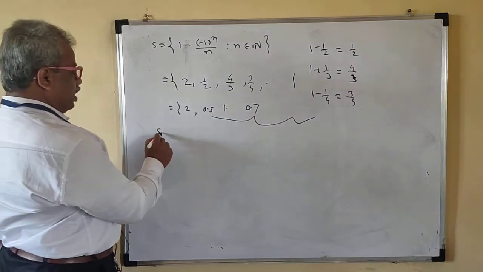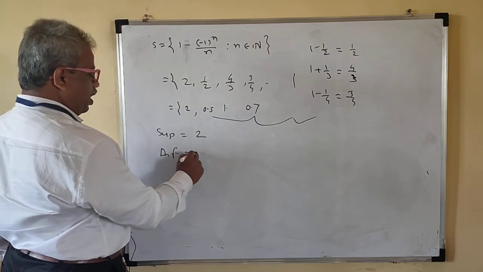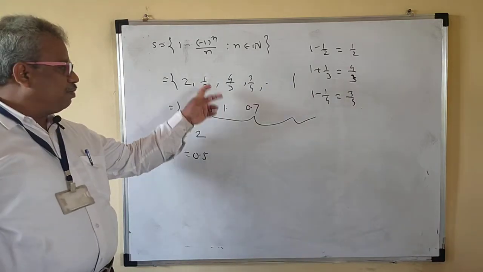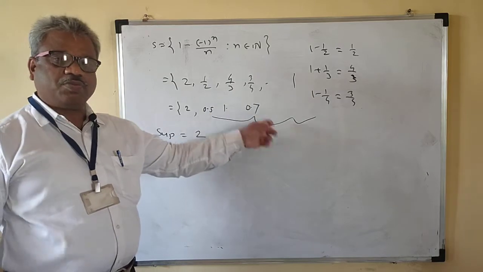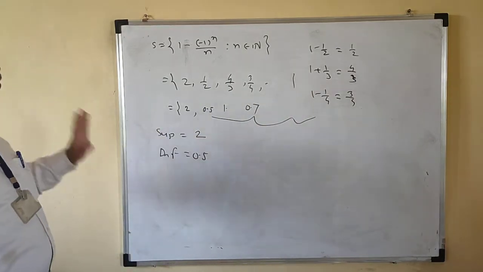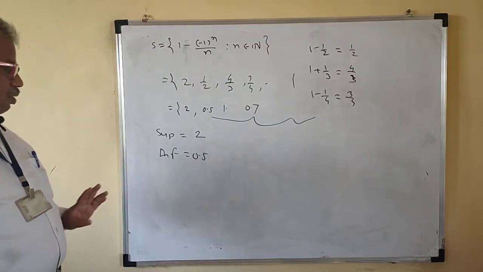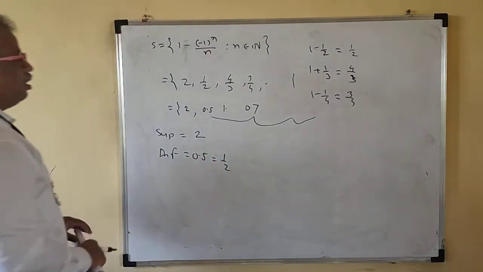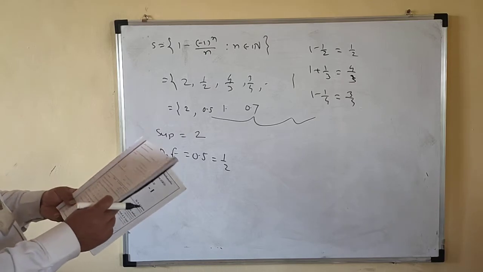Now what is this then? Supremum is 2 now and infimum is what? 0.5. Infimum 0.5, because the smallest number is half only, 0.5. This becomes greater and greater here, and this becomes smaller and smaller, but it goes to 1. So your half is the infimum and this is the supremum.